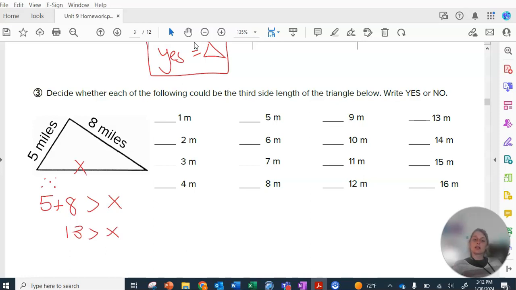So 13 is the biggest. It cannot be bigger than 13. Oh, can't be equal to 13. Can't be bigger than 13. Also, what if 8 is the biggest?